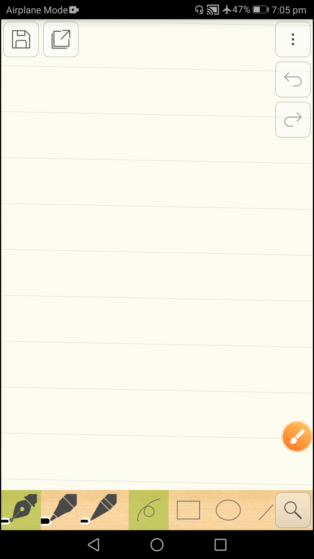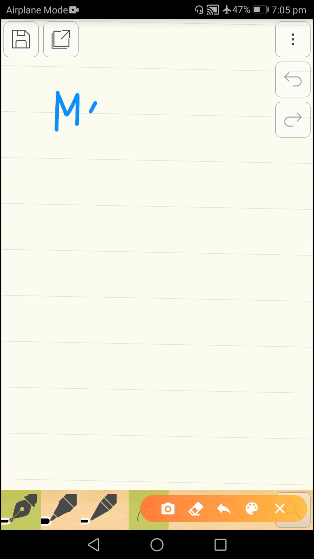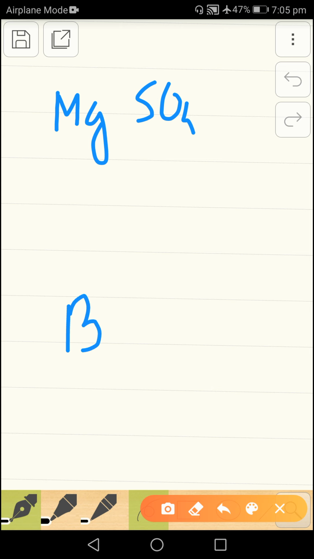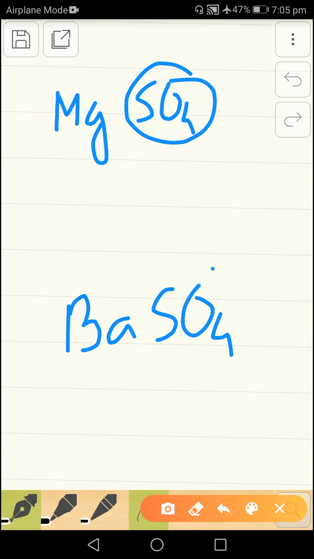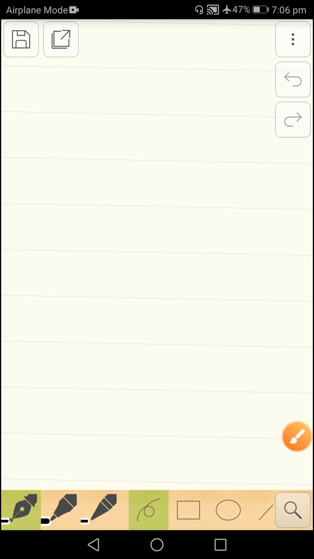Okay, for instance, let me tell you about magnesium and sulfate, and think about barium and sulfate. Okay, look, here the sulfate ion is constant. Okay, sulfate ion is constant. Okay, so I have to draw it again.